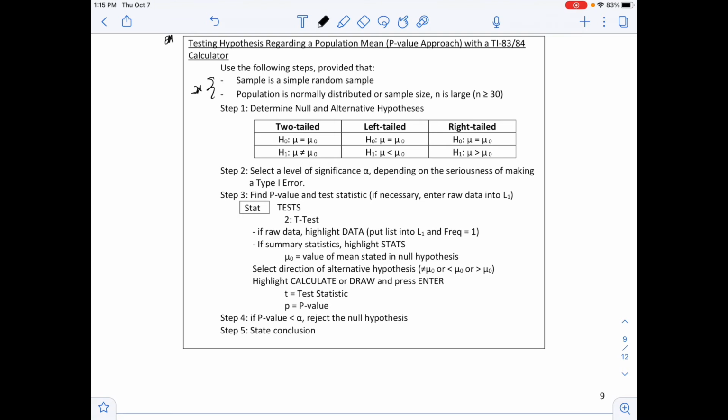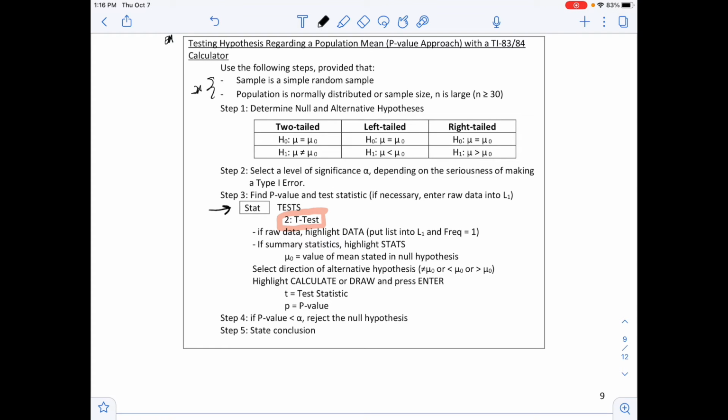Step 1 is going to be determine your null and alternative hypotheses, which again is dependent upon two-tailed, left-tailed, right-tailed test. Step 2 is going to be select your level of significance, alpha. This is usually given to us. If it's not, then you get to select it yourself. Step 3 is find the p-value. So in order to do that, we're going to go to Stat button on our calculator, go to Test, and then find t-test.